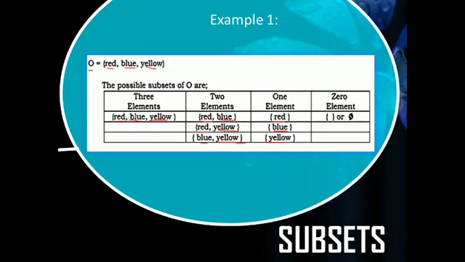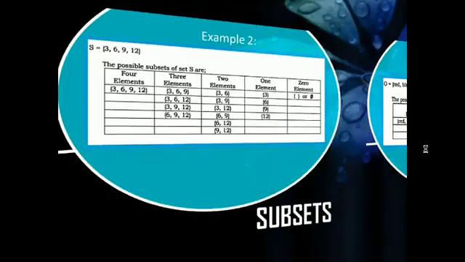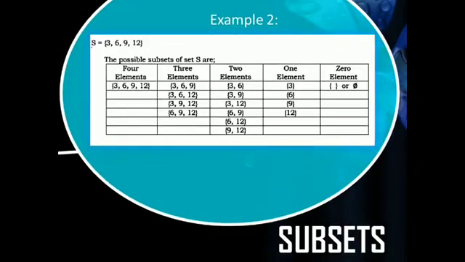And if there is 0 element, it will be an empty bracket or this symbol. Okay, so another example. Let's take a look at this set. The set S has the elements 3, 6, 9, 12. So the possible subsets of set S are, if there are 4 elements once again, we will write all the elements that is included, which is 3, 6, 9, and 12.